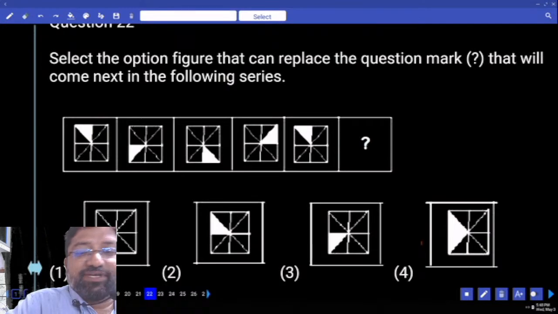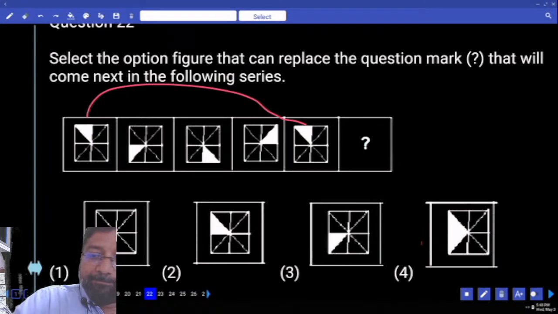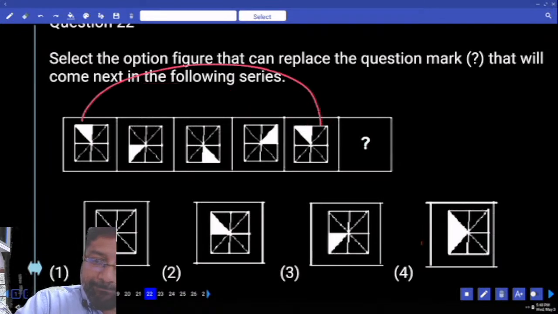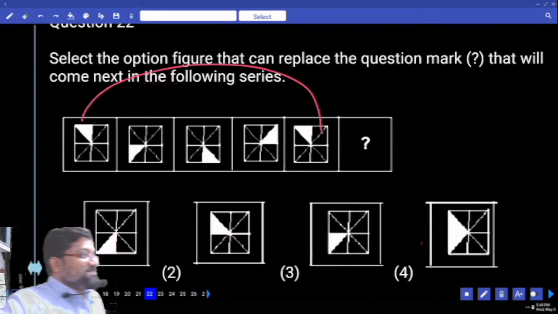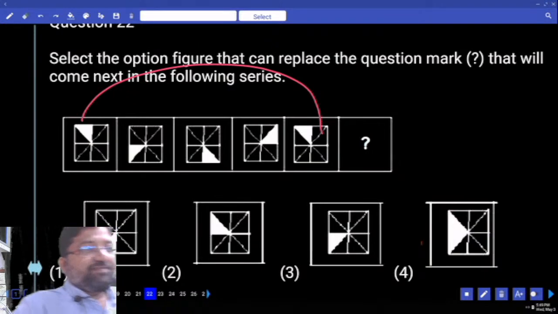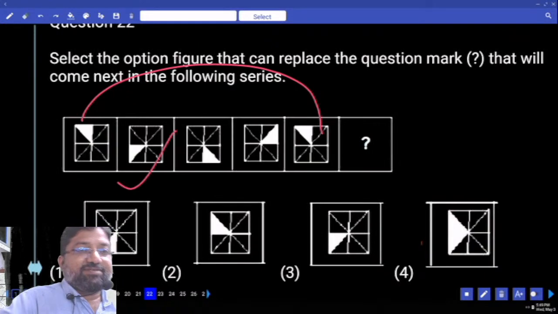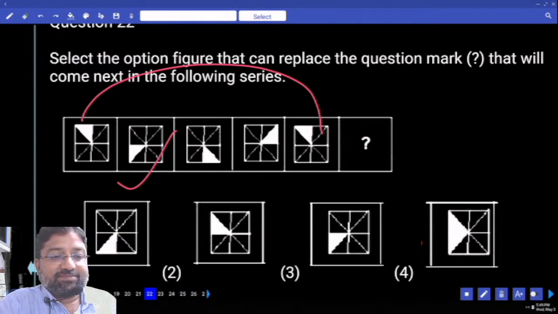Total how many frames in the question? 6 frames. The 6th is the question mark. Generally you'll have 4 and he'll ask us what is 5. Is it the same or different? Then this is the answer. Done.